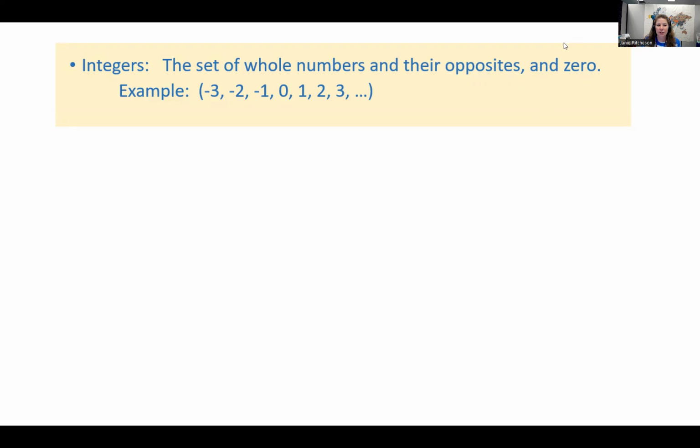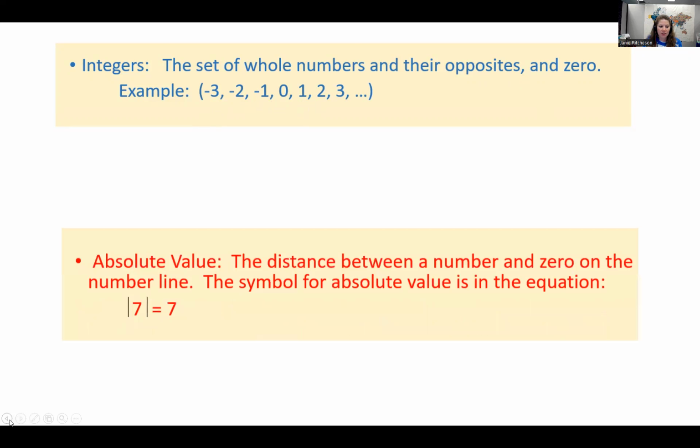So what are integers? When you were little and you started learning how to count, you started counting whole numbers. You counted 1, 2, 3, 4, and so on. Integers is that set of whole numbers and their opposites. So now we're going to introduce negative numbers. The opposite of 1 is -1. The opposite of 2 is -2, and so on. So integers include whole numbers, which are counting numbers, their opposites, and the number 0.